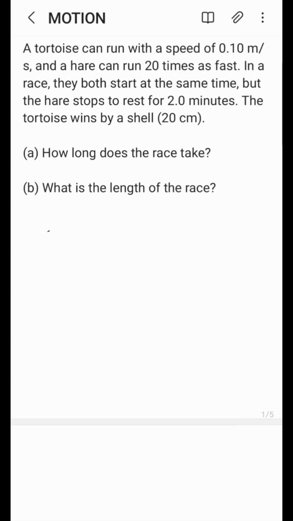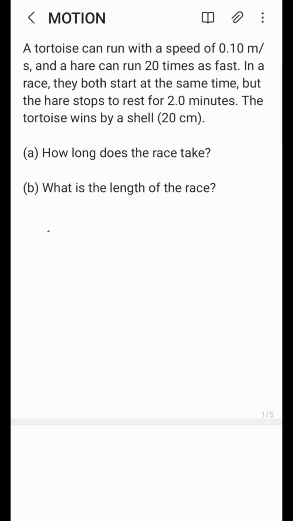In today's video, we are going to continue with motion, and we are going to look at the question right here, which reads: a tortoise can run with a speed of 0.10 meters per second, and a hare can run 20 times as fast. In a race, they both start at the same time, but the hare stops to rest for 2 minutes, and the tortoise wins by a distance of 20 centimeters. How long does the race take?